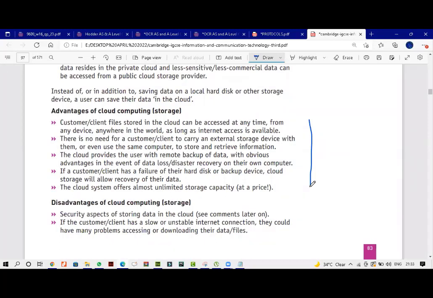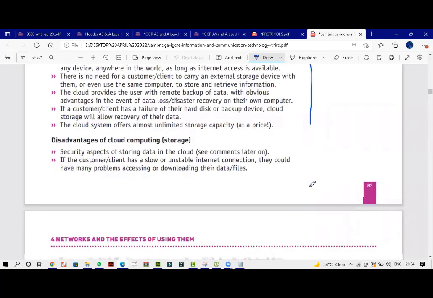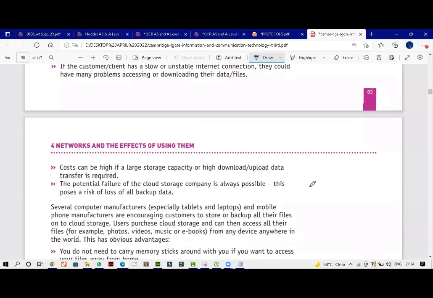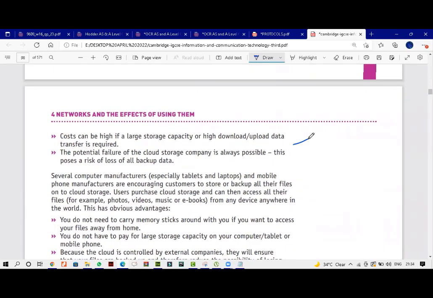You can access them from anywhere you want to. Backup is taken automatically. If your hard drive fails, you have the backup. You have a lot of capacity, but obviously at a price. Security is a disadvantage. If no internet is there, you cannot access it. Cost could be higher at times. Potential failure of the cloud storage company. There is always a possibility of that. So wherever there is any sort of disadvantage coming in, we will talk about that.